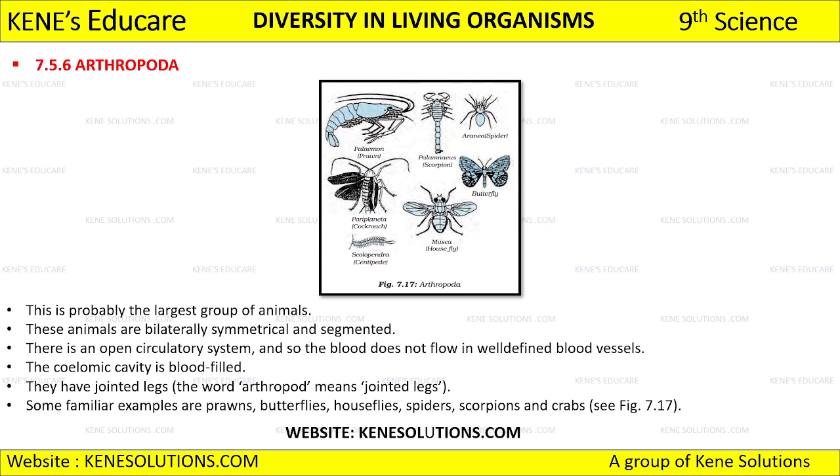The word arthropod means jointed legs, and some familiar examples are prawns, butterflies, houseflies, spiders, scorpions and crabs. These are some of the animals which are included under phylum Arthropoda.